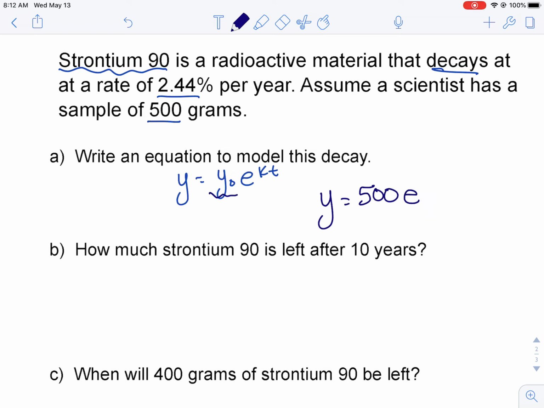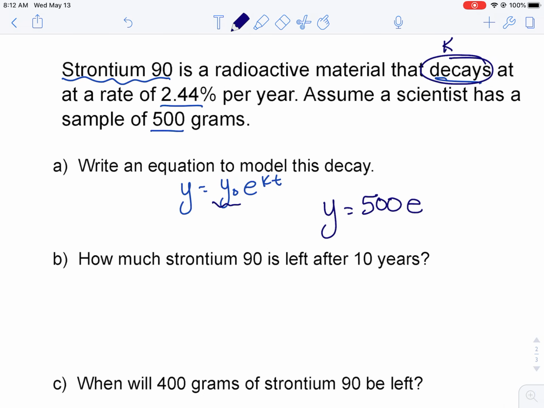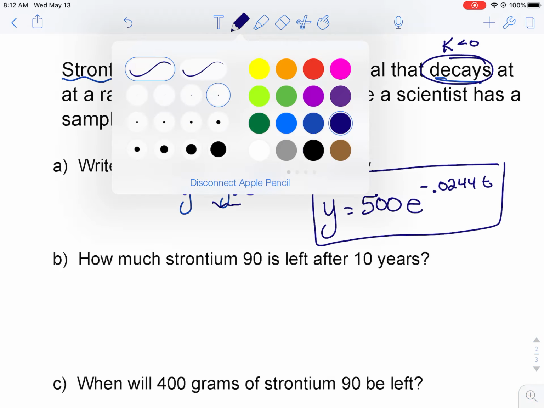Now here's where we have to be careful. It is a decay problem. So when we say decay, we know that that rate, or that k value, has to be less than 0. It says it's decaying at 2.44%, so that's going to be negative 0.0244. So this is where you have to be really careful. If it's growth, it's positive. If it's decay, it's negative, and then that t. So there is our equation.